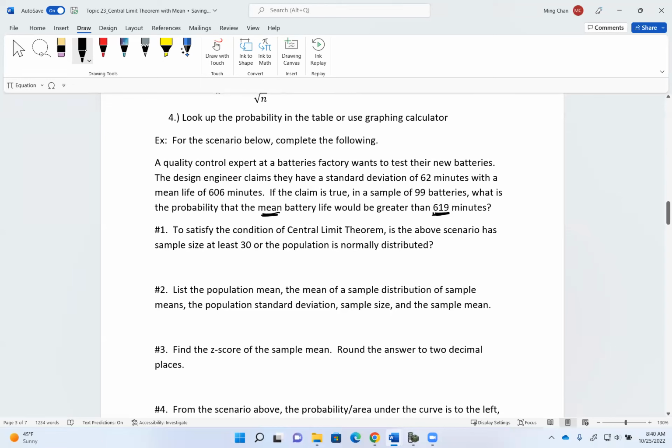All right. So to satisfy the condition of the central limit theorem, does the above scenario have a sample size of at least 30, or is the population normally distributed? The above sample size is 99, so it does satisfy. So here we're gonna say satisfied by sample size at least 30.